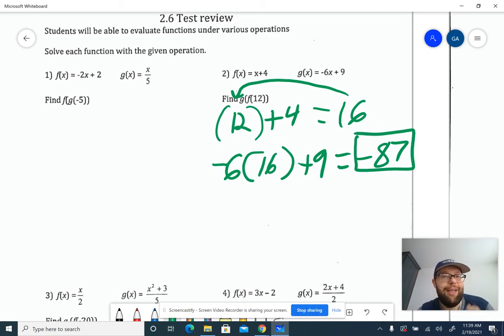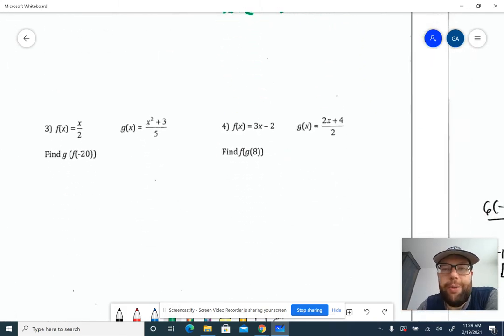Again, not too tough, right? You figure out the inside function first, take that, and that's your input for your outside function. Let's do another one just to make sure we got it.